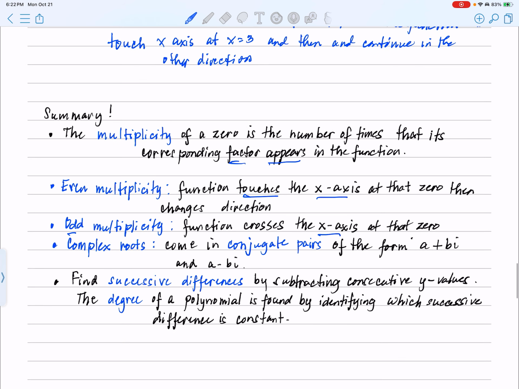Complex roots come in conjugate pairs in the form of a plus bi and a minus bi. Successive differences, by subtracting consecutive y values, the degree of the polynomial is found by identifying which successive difference is constant. At what successive difference is it constant? Is it at the first, the second, the third, the fourth, and so on? All right. So much for that.